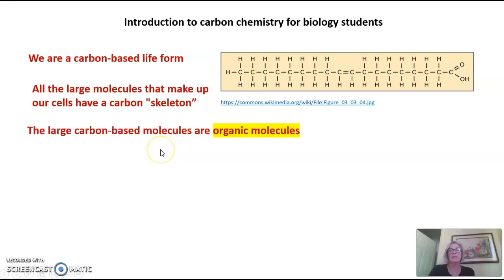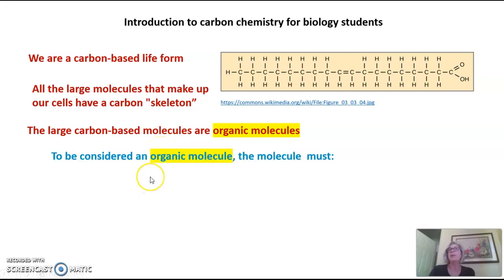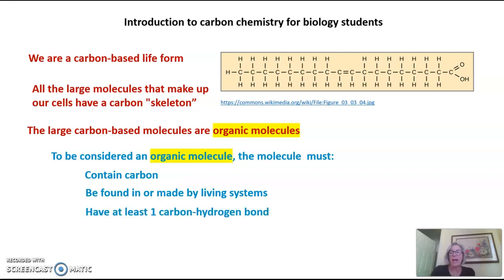The large carbon-based molecules are organic molecules. To be considered an organic molecule, the molecule must contain carbon, be found in or made by living systems, and it has to have at least one carbon-hydrogen bond. That means that carbon dioxide is not considered an organic molecule because it does not have a carbon-hydrogen bond.